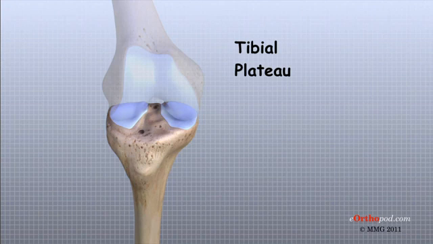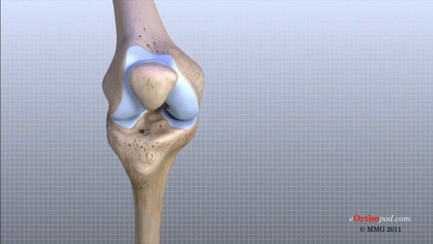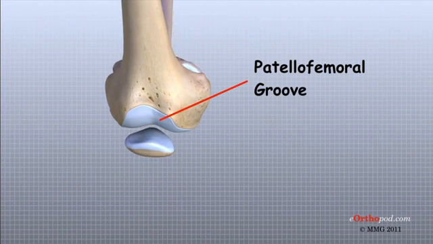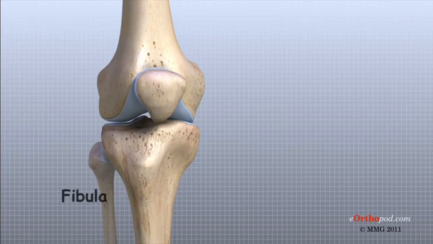The outside half, the farthest away from the other knee, is called the lateral tibial plateau, and the inside half, closest to the other knee, is called the medial tibial plateau. The patella glides through a special groove formed by the two femoral condyles called the patellofemoral groove. The smaller bone of the lower leg, the fibula, never really enters the knee joint. It does have a small joint that connects it to the side of the tibia. This joint normally moves very little.